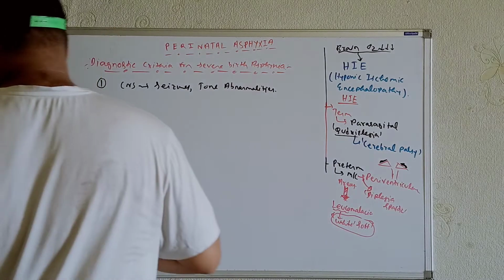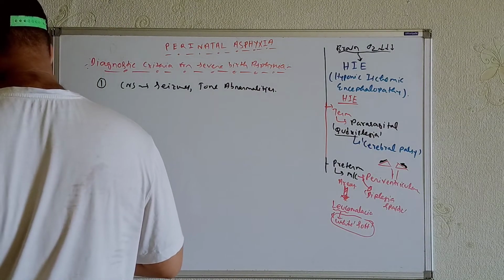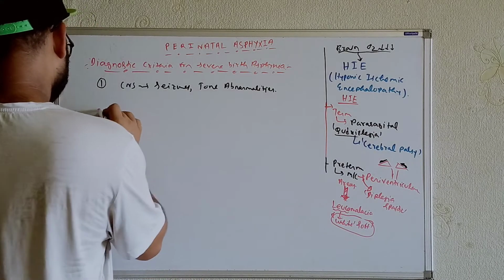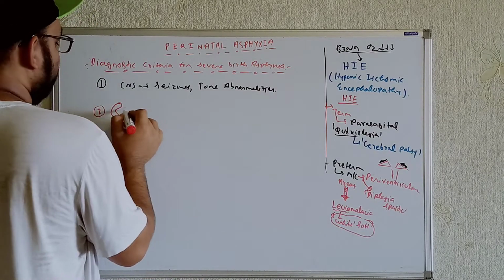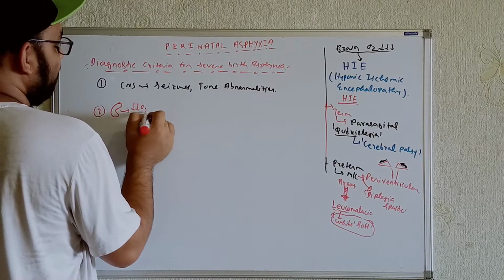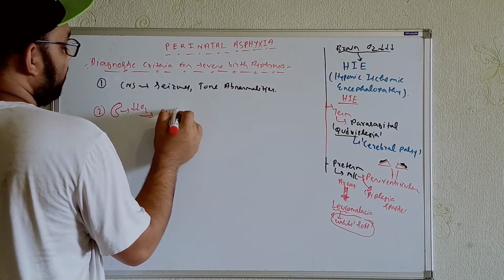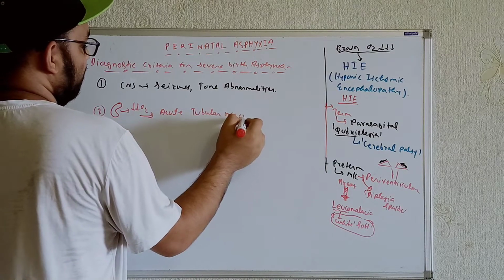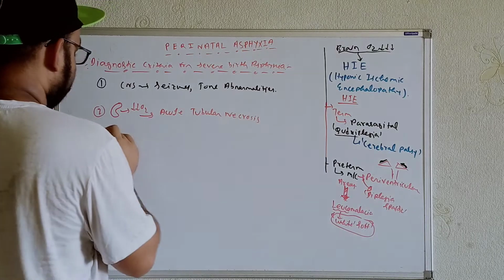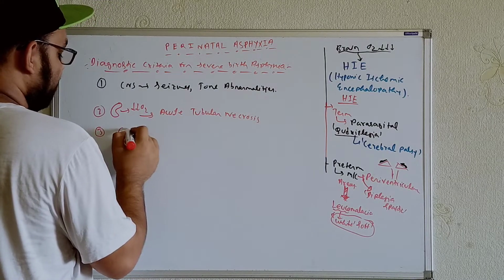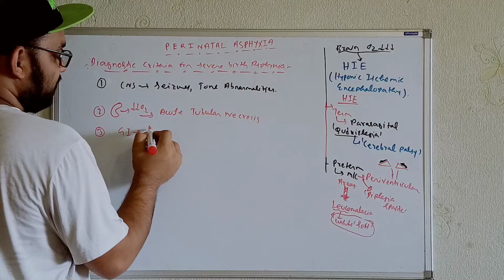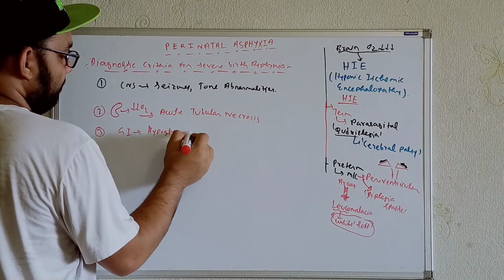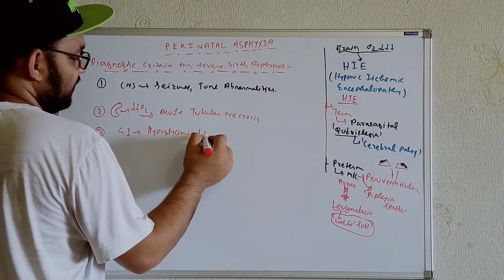Now at the renal level, whenever the oxygen level is low, we can get acute tubular necrosis. The third is the problem at the GI level, GIT, where we can get hypoglycemia. We can get acidosis.